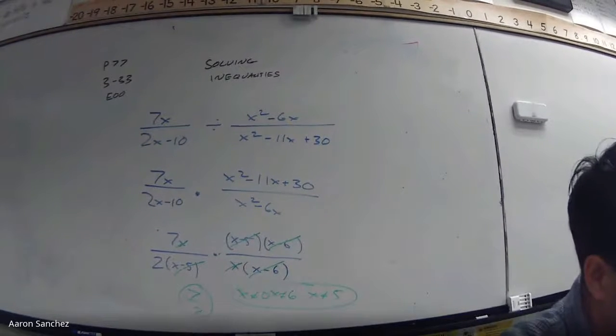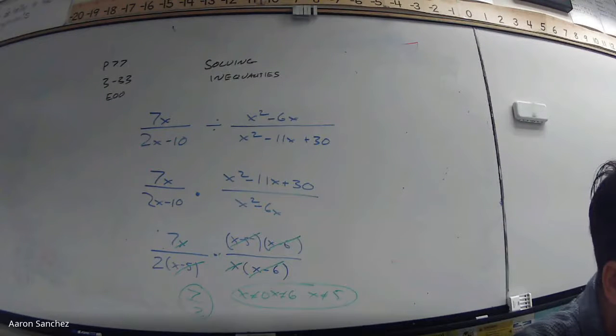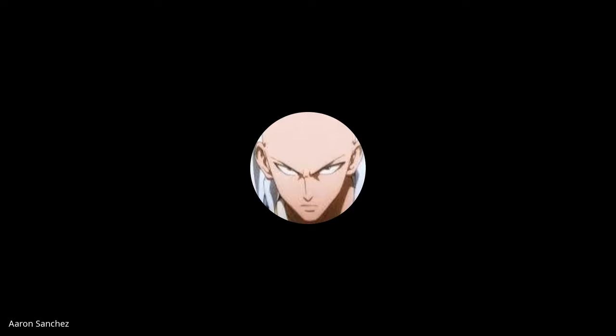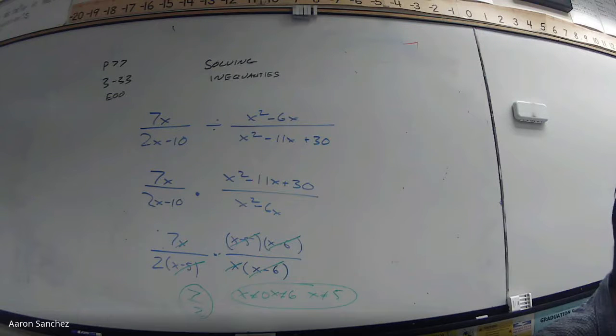Factor and cross out, factor and cross out, factor and cross out. Okay, go ahead and subtract that rational expression. Remember, when you subtract, you need a common denominator.